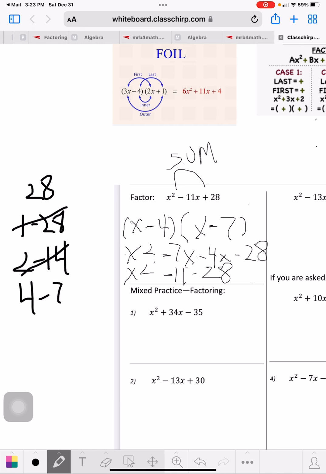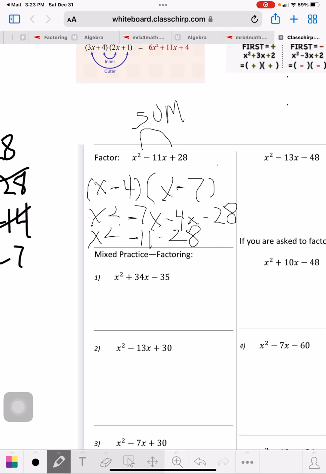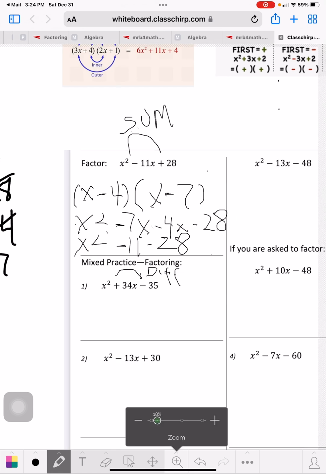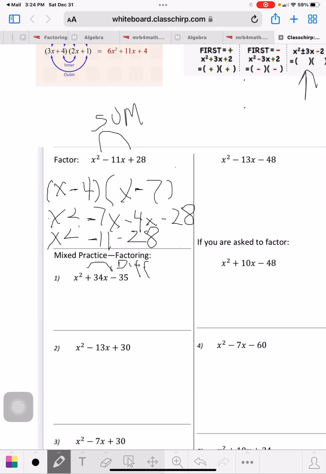The next one's a little different because it's got a negative sign at the end. You see that? It's a negative 35. So really that is going to be a difference. So what we're going to get is that middle one by subtraction, okay? So if you look at the top, case 3, if the last number is negative, it could be a negative or a positive, okay? So that's how it could work.